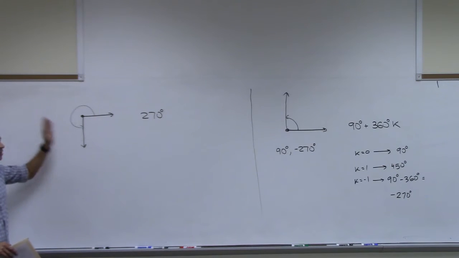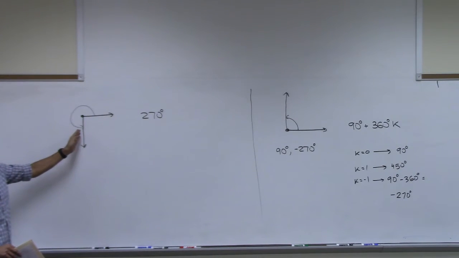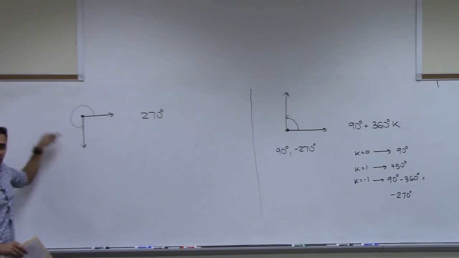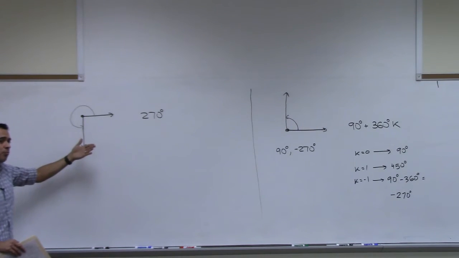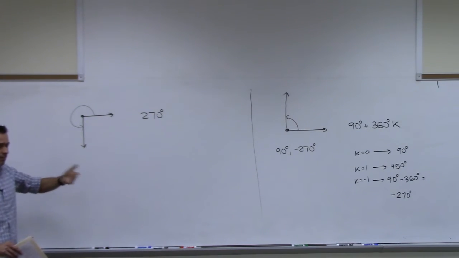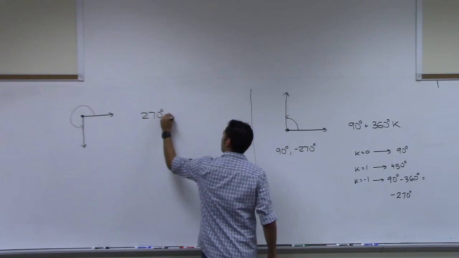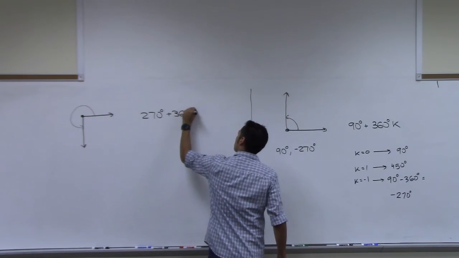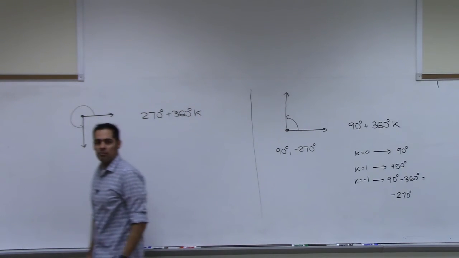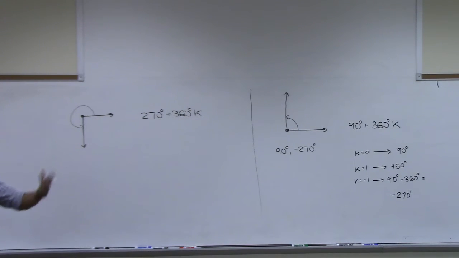Okay. And now if I asked you to get yourself back to that place, that means you would have to go all the way around. So that means you have to add what to it? 360K, because that would mean any number of full rotations. And that's it. Sometimes we have to verbalize it to make it make sense to ourselves. So this 360K seems to be common. Yes?